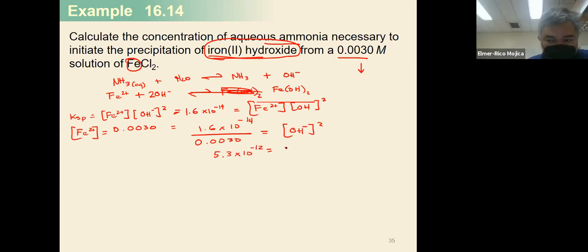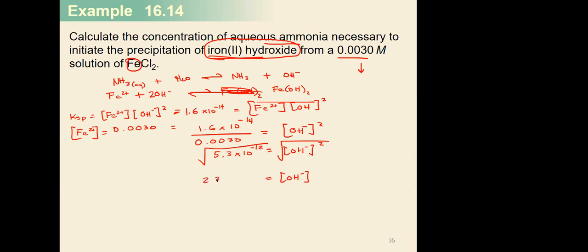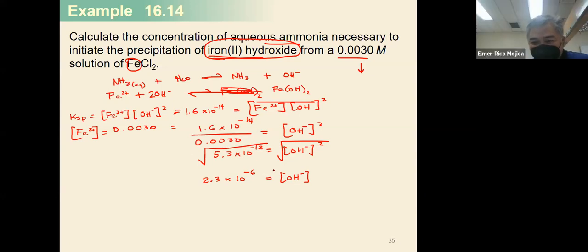And you need to get the square root of that. And that would be equal to what? 2.31 times 10 to the negative 6. Now, this is the hydroxide that we need. But the one that's being asked is the amount of ammonia that you needed.